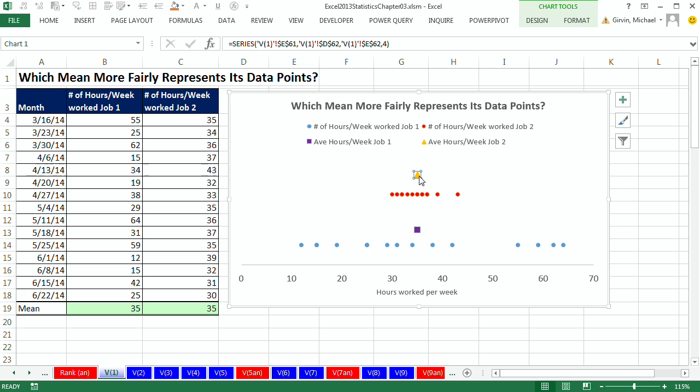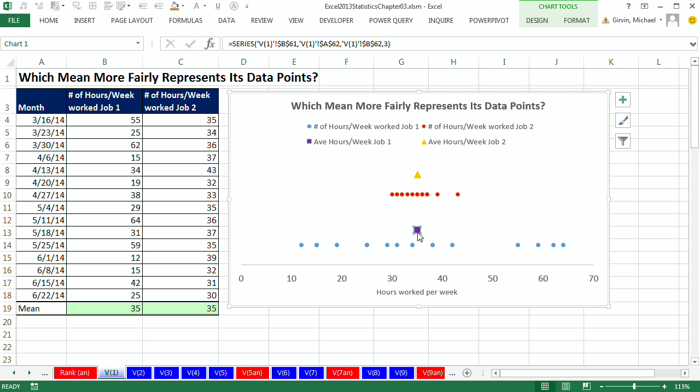Oh, but this job two, the mean right there, is exactly the same. Now check this out. Here's all the data points for job number two. Notice when I plot them, there's a 43-hour, a 36-hour, a 30-hour. So those are all the data points, and this is the mean. Remember, the mean is a single value that represents its data points, a measure of central location.